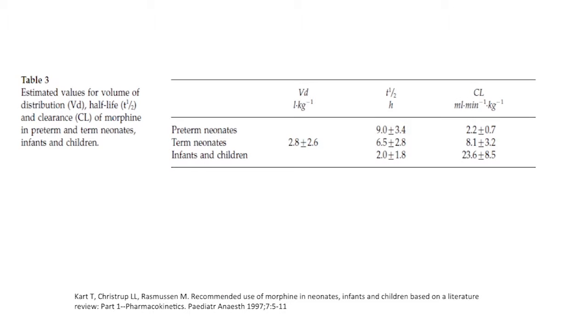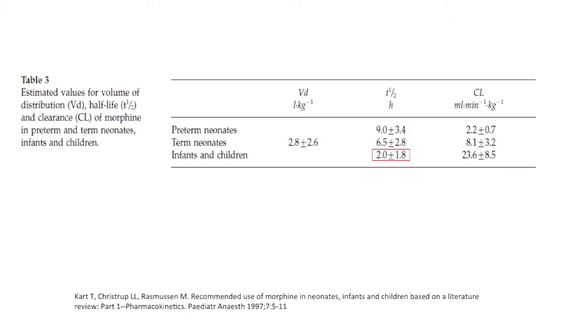This slide shows the results of a study of the characteristics of morphine administration in patients of various ages. Equal per kilo doses of morphine were administered to preterm neonates, term neonates, and infants and children. In this study, the half-life of morphine in infants and children was found to be 2 hours.